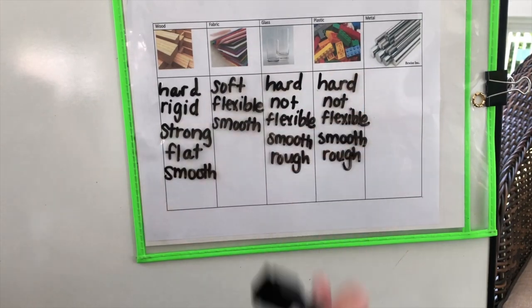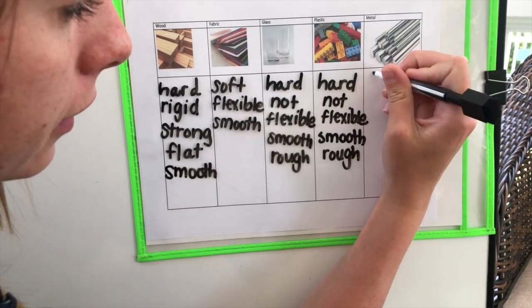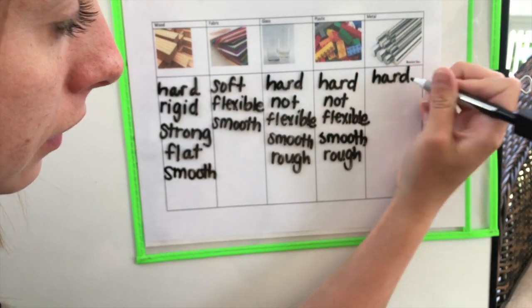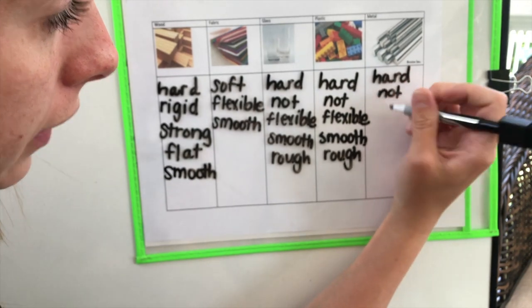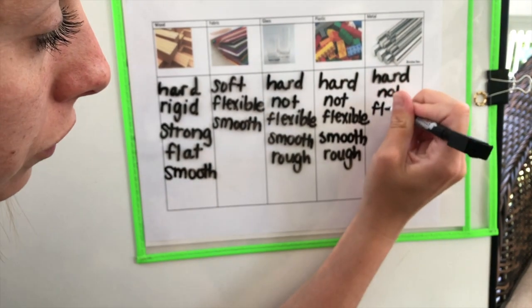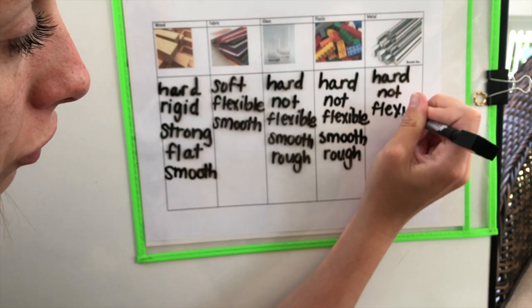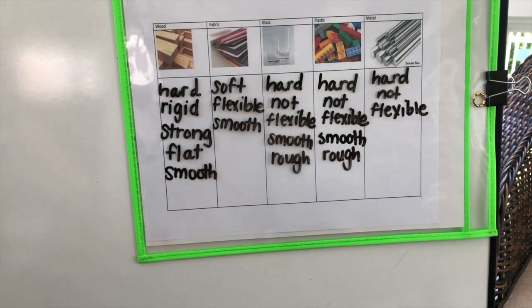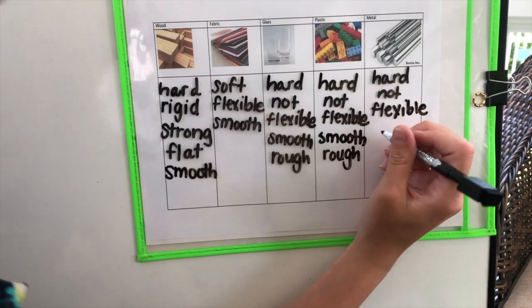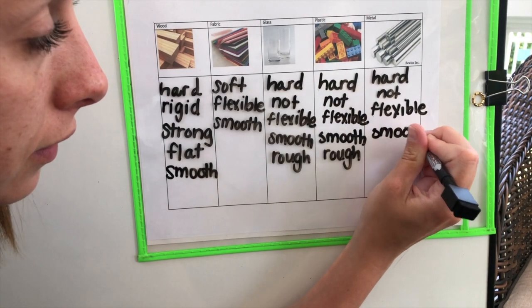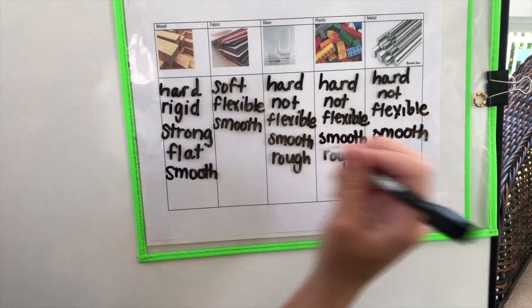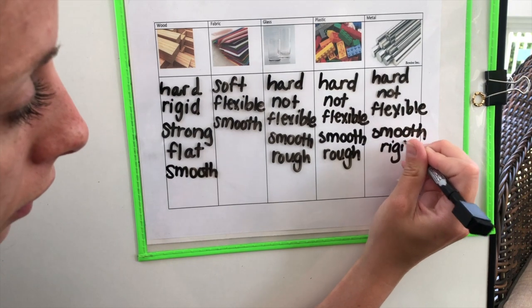All right, moving on to metal. Metal is hard. Metal is not flexible, right? Look at those metal rods. Could you bend those or form them into a circle? No, not flexible. Metal's usually smooth unless it's rusted. Usually smooth. It's rigid, it's strong.